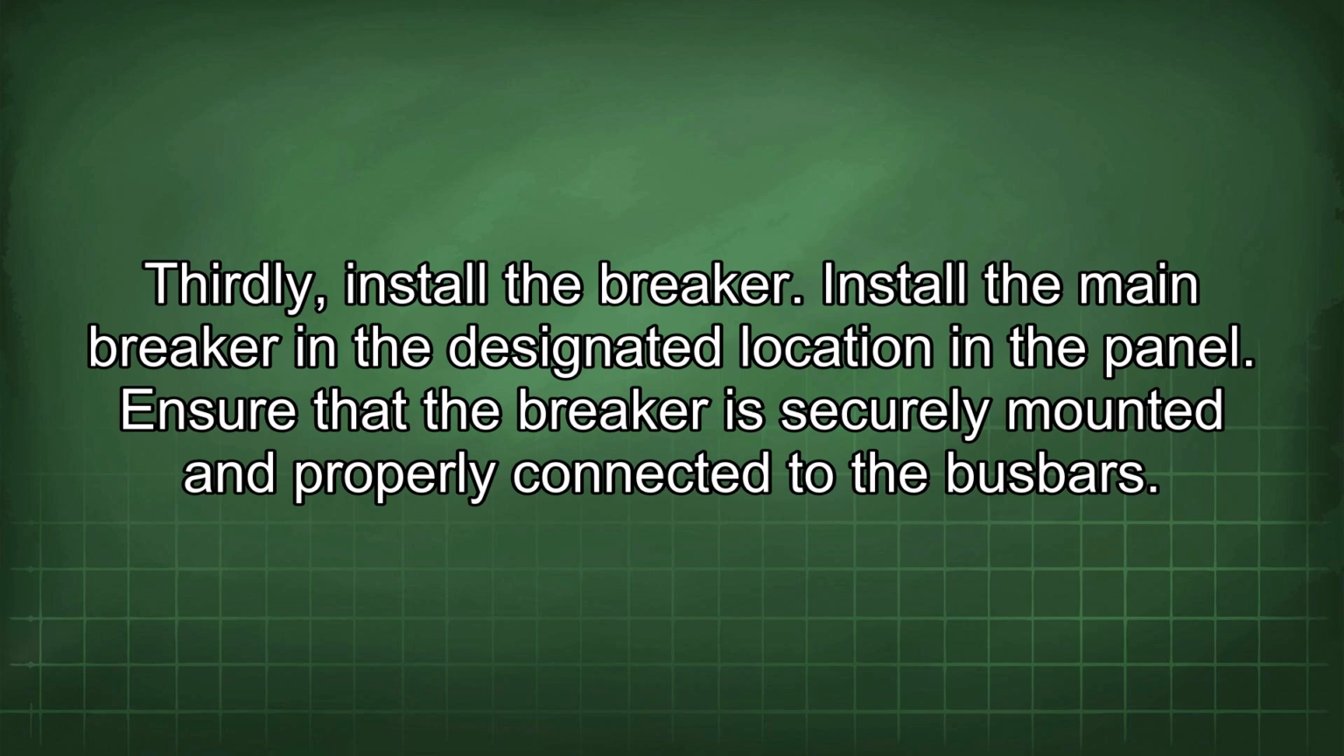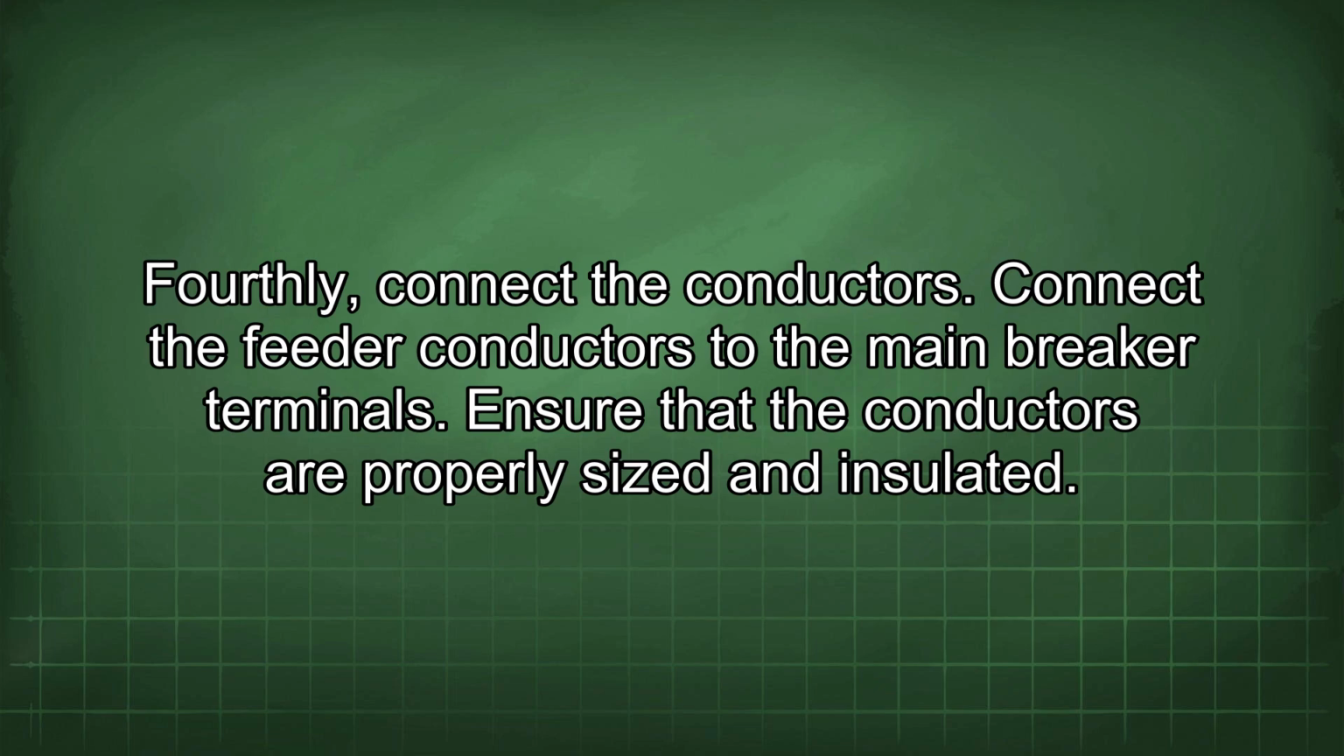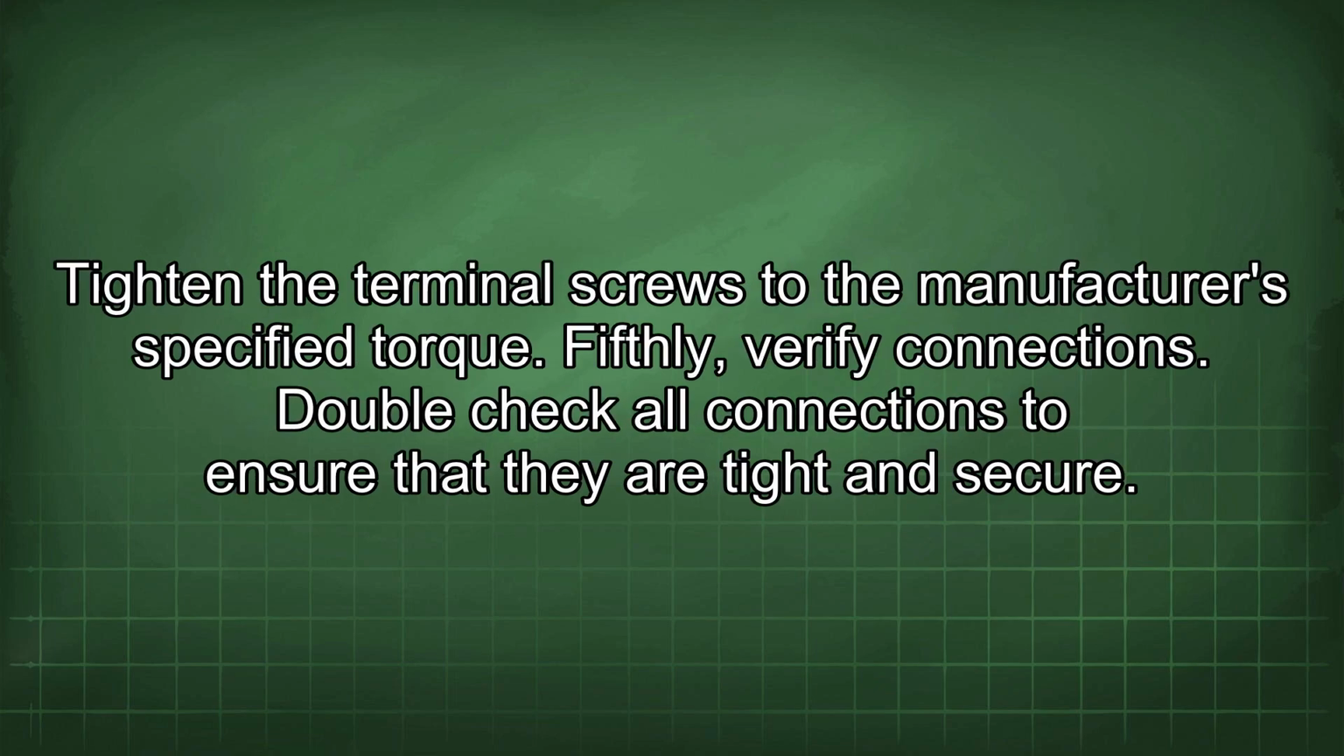Thirdly, install the breaker. Install the main breaker in the designated location in the panel. Ensure that the breaker is securely mounted and properly connected to the bus bars. Fourthly, connect the conductors. Connect the feeder conductors to the main breaker terminals. Ensure that the conductors are properly sized and insulated. Tighten the terminal screws to the manufacturer's specified torque.